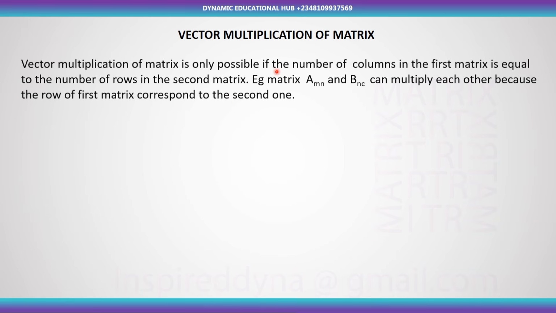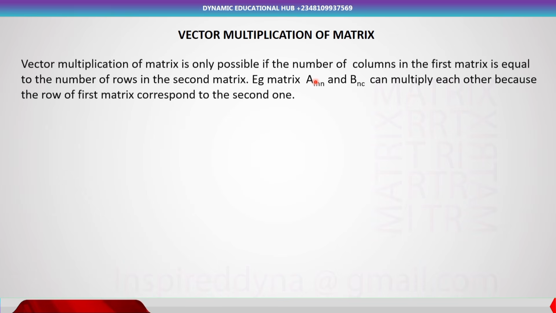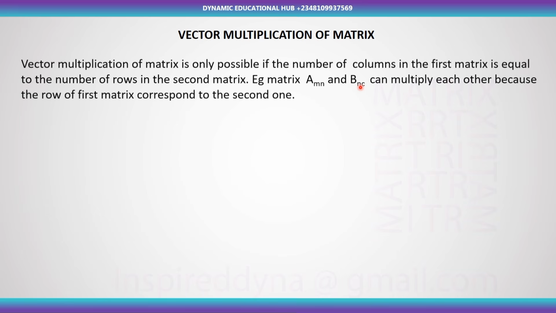You can only multiply matrices in which the number of columns in the first matrix is the same as the number of rows in the second matrix. For instance, let's look at this matrix A(M×N). It means row M, column N. For this one, row N, column C. So if these two matrices will multiply each other, it means that the value of N here, which happens to be our column, must be the same as the value of N here, which happens to be our row. You see N here as column, N here as row.